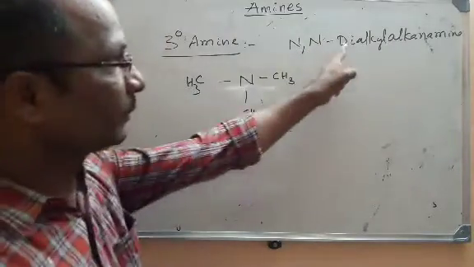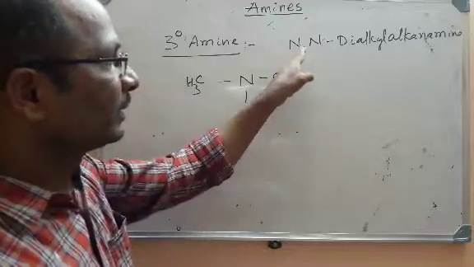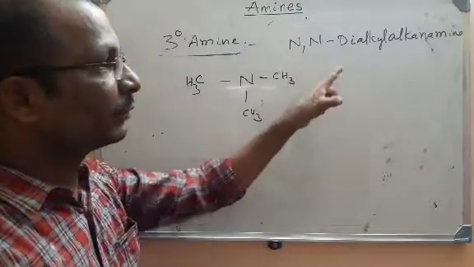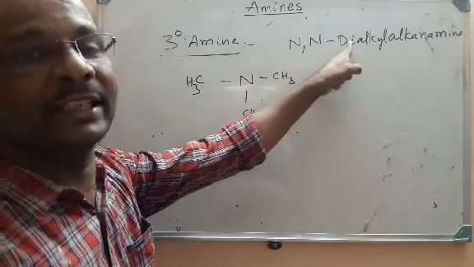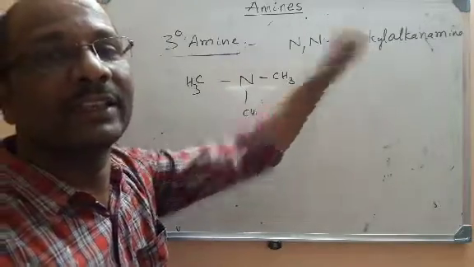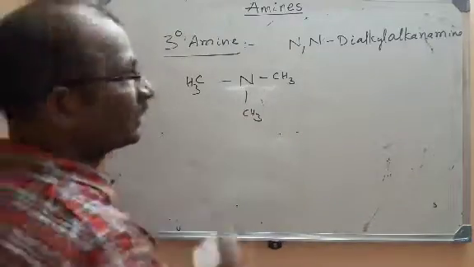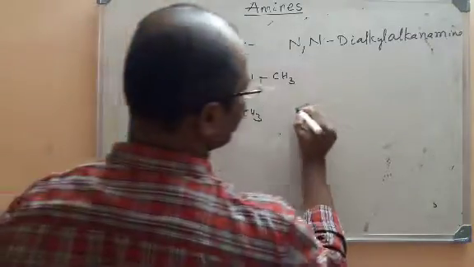Of course, if the alkyl groups are the same, then we use dialkyl. If they are different, we don't use dialkyl. We write the names of the alkyl groups in alphabetical order. Let us write the first one. So what is the IUPAC name of this molecule?